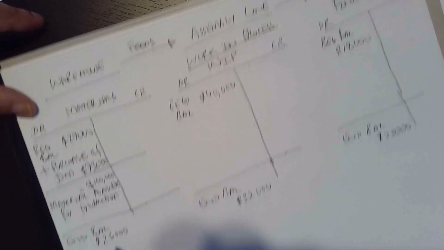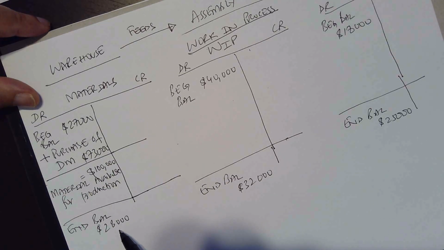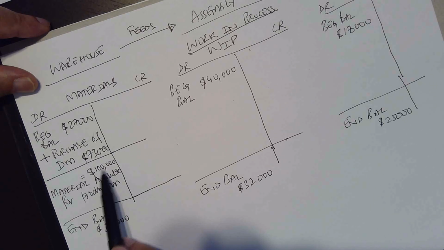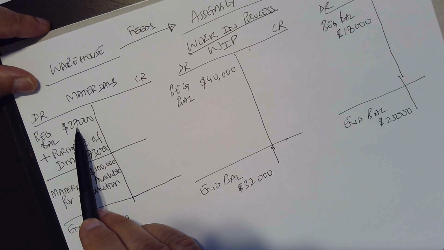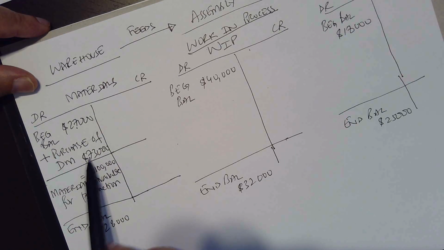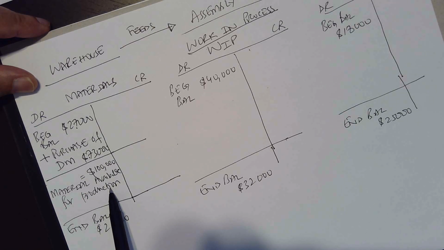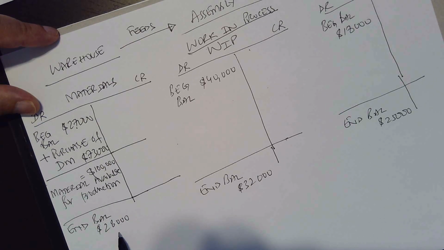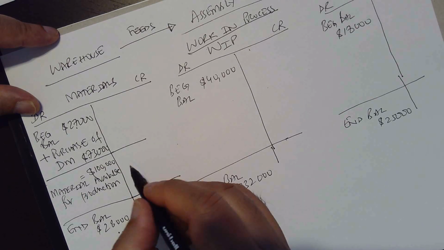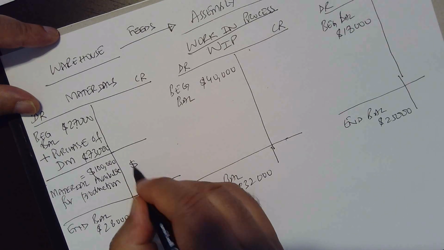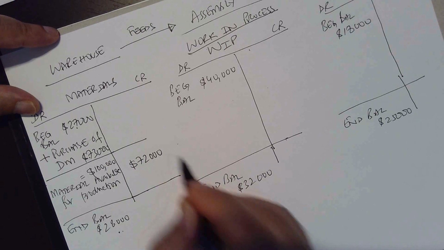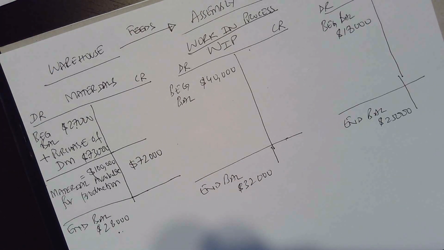So we are left with 28,000. We start with 27,000. We purchase 73,000. So we have 100,000 available, and we are left at the end of the period with 28,000. That means we have used up $72,000 of material. So what does it mean, used up?